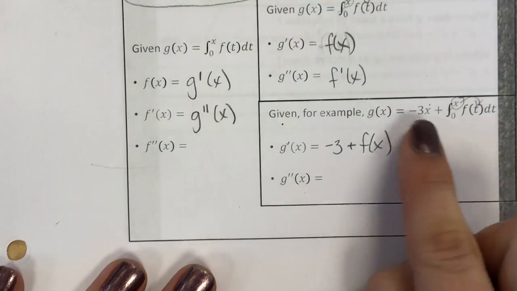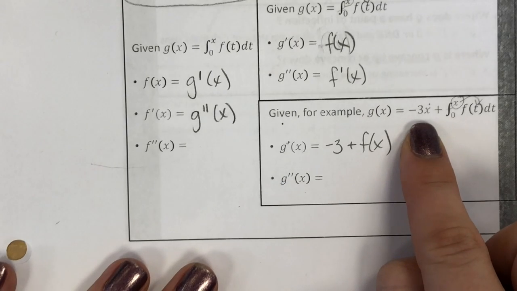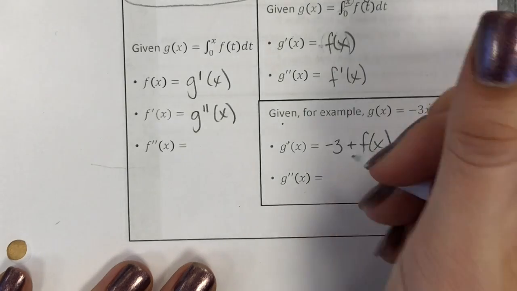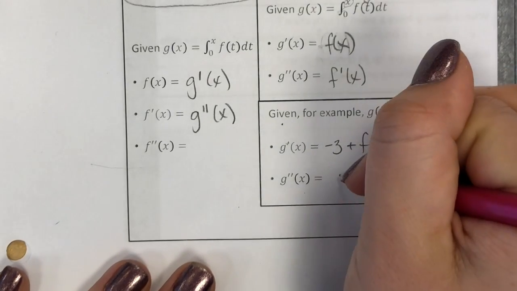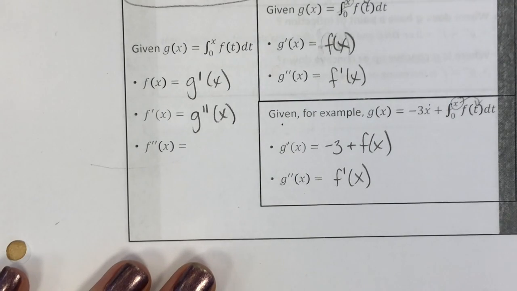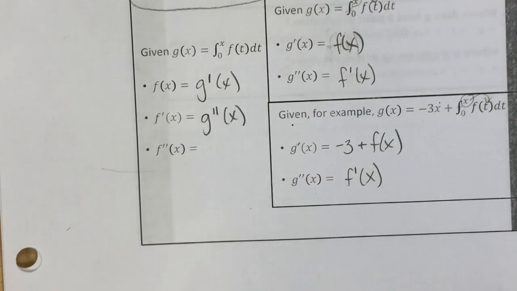But see, you have to use the -3. You can't just ignore that or just leave it the same. You take the derivative of -3x, which is -3. Okay, the second derivative of this, that would be a 0. So this would be f prime of x. Okay, so you do have to pay attention to exactly how G is defined, even though it'll always use an integral.